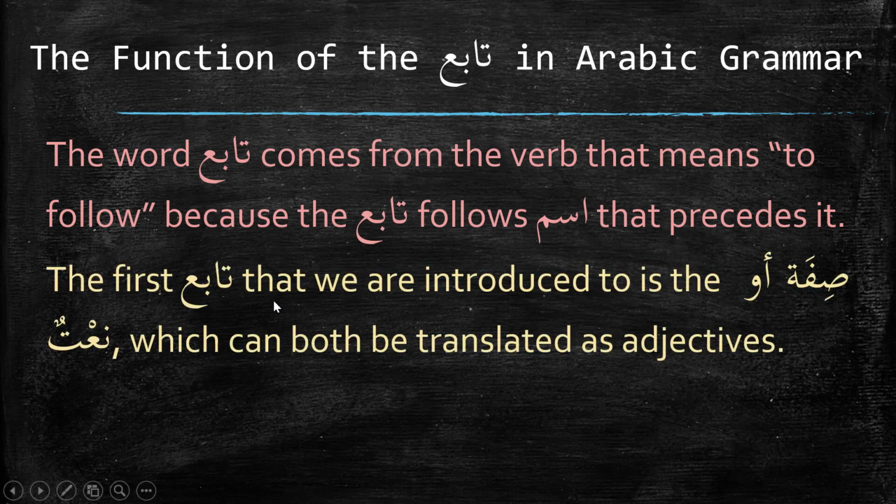The first tabi' that we are introduced to is the sifa, the "not," which can both be translated as an adjective. There's more than one type of tabi', okay, but right now we're taking our first tabi', which is a sifa, or a not, which is an adjective. Now, if you look up sifa just like it is, you're not going to find it. Sifa actually comes from the word wasafa, which means to describe. But the waw is dropped and the ta marbuta takes its place.